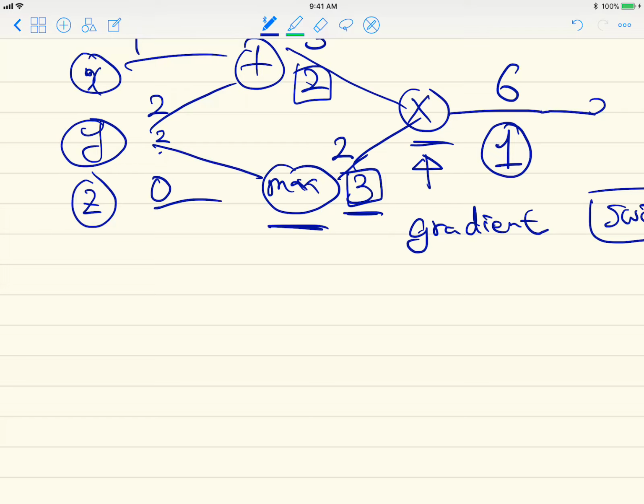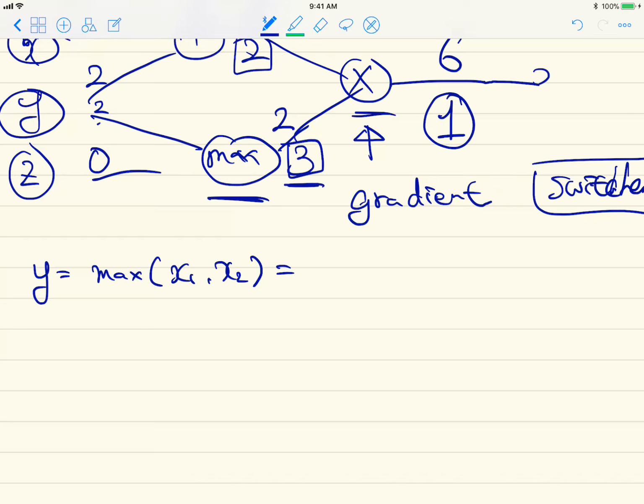Let's think about this function y equals max of x1 and x2, which picks up the maximum value between x1 and x2. Let me test you guys. Given this gradient, what is the gradient over here and here? Over here, what is the gradient? It's 0. And what about this part? It is 3, right? Great.